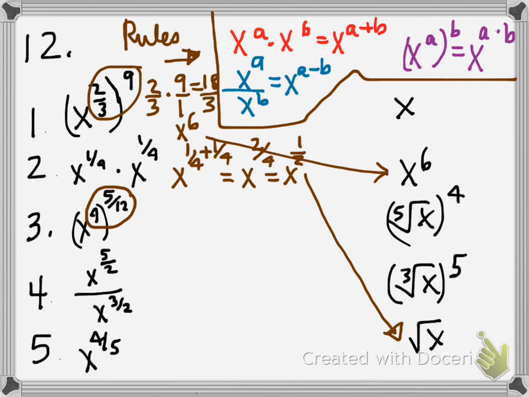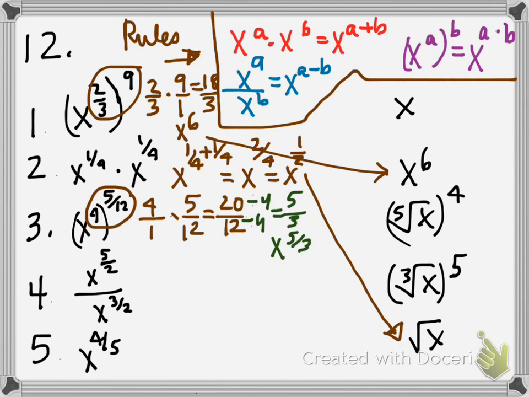So since 5/12 is a fraction, let's make 4 a fraction by putting a 1 under it. So this is 4 over 1 times 5/12. If you multiply straight across, you get 20/12. And I could reduce this. I could divide the top and bottom by 4. So if I divide each of these by 4, I would get 5/3. So this is x raised to the 5/3.